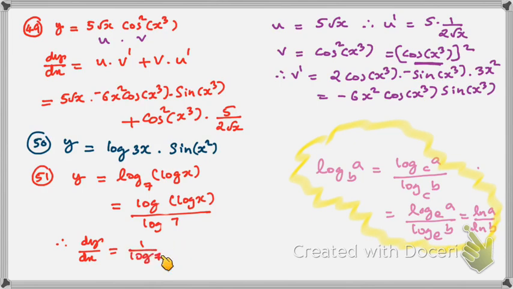So 1 by log 7 I write into log of log x. Log x is 1 over x. So log of f of x is 1 over f of x into f dash of x. So log of log x is 1 over log x into 1 by x.